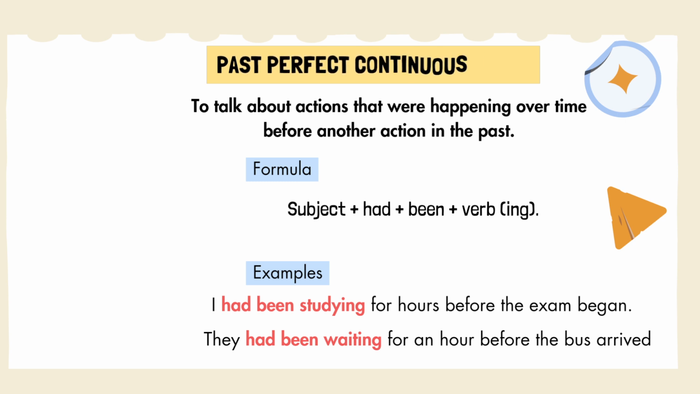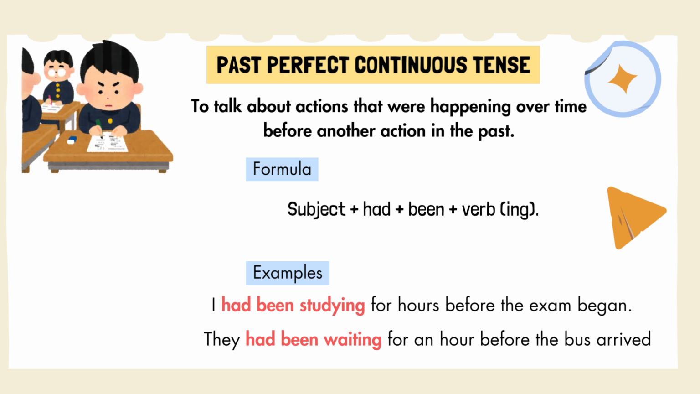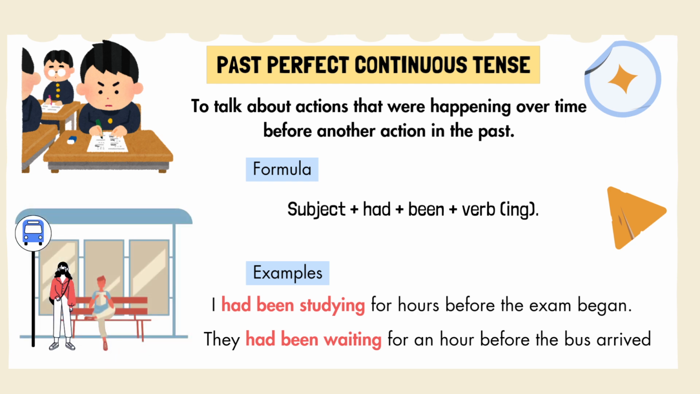Lastly, for past tenses, we have past perfect continuous. To talk about actions that were happening over time before another action in the past. Formula is subject plus had plus been plus verb, ing. For example, I had been studying for hours before the exam began. They had been waiting for an hour before the bus arrived. It highlights the duration of the past action.